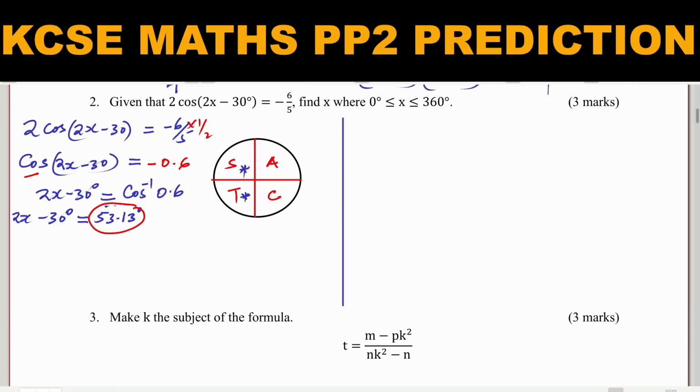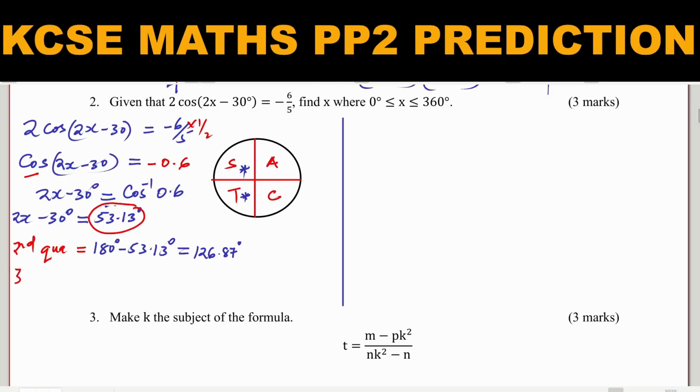Now using that acute angle, let's get, for example, the angle in the second quadrant. This is how we get the angle. In the second quadrant, we take 180 degrees, subtract 53.13. So the angle there will be 126.87 degrees. So that is the first angle in the second quadrant. What about in the third quadrant?